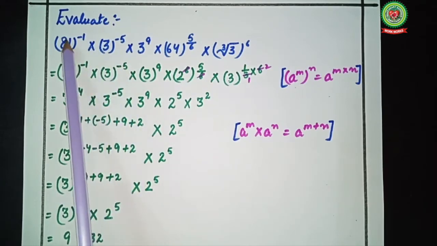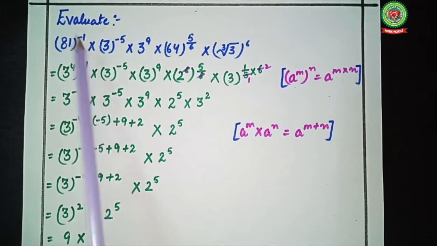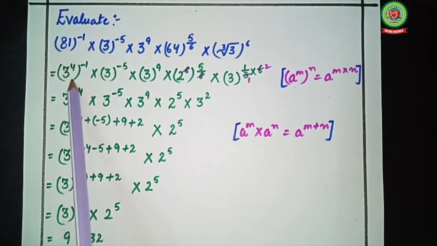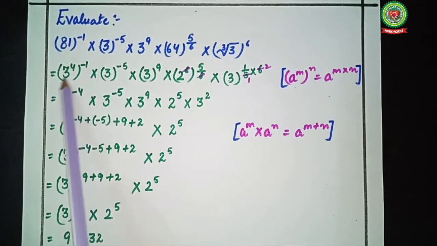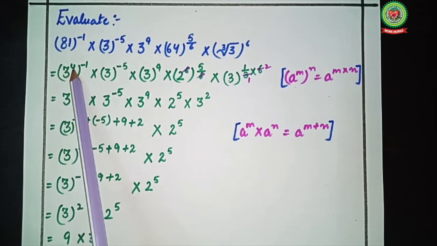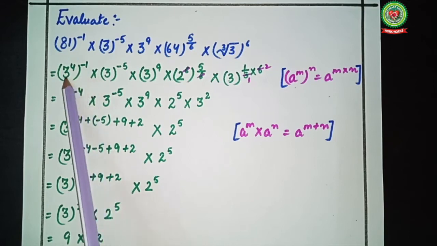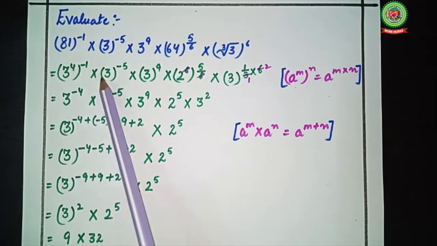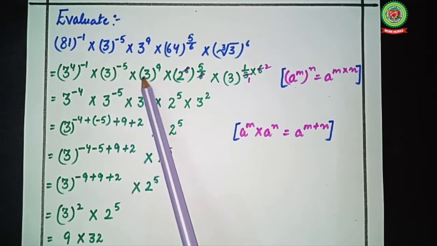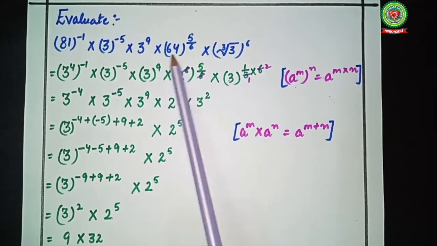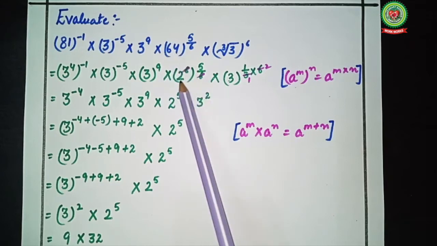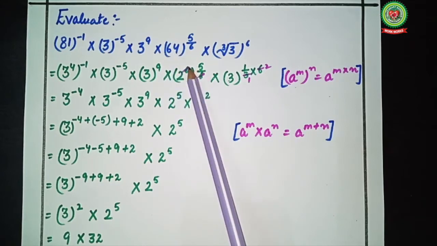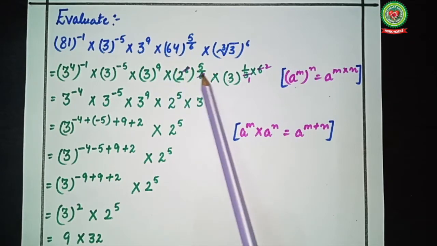So now here you can see 81 raised to power minus 1. 81 can be written like this, 3 raised to power 4. Here we will have the factors of 81 like 3 into 3 into 3 into 3. So that means 3 raised to power 4 raised to power minus 1, multiplied by 3 raised to power minus 5, multiplied by 3 raised to power 9, and 64. The factors of 64 will be like 2 raised to power 6, right? Bracket 5 raised to power 6, 5 upon 6.